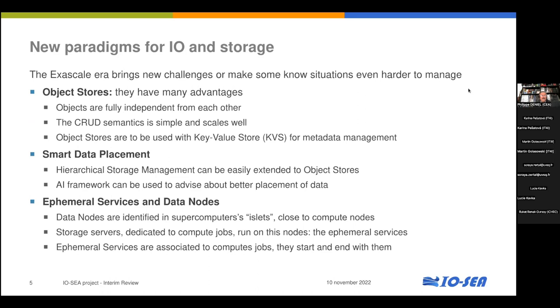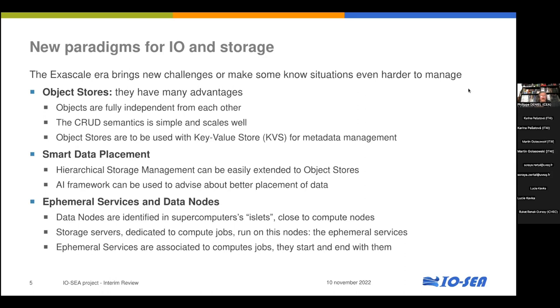The first one, and the most important from my point of view, is the object store. Object stores are very nice because of their very simple semantics. They rely on the so-called CRUD semantic. CRUD is an acronym which stands for create, read, update, delete. Those are the only four actions you can do on an object, no more, no less. This very simple semantic makes the objects fully independent from one another. If your object store is capable of handling two objects, then you can handle billions of objects.